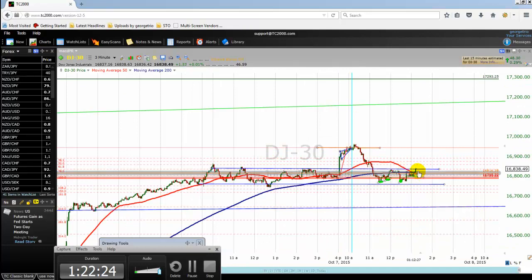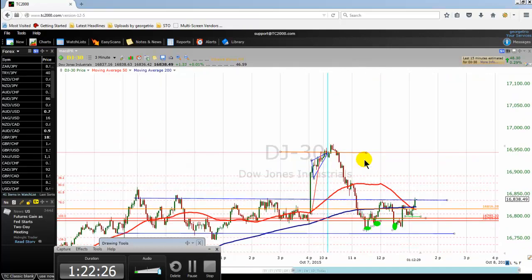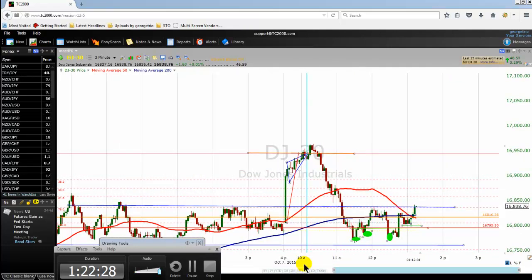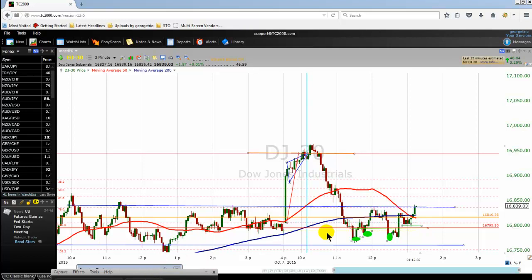So we are now back above, just on the edge of our horizontal channel that we have seen on the 5 minutes. So the market pattern, we went back inside the channel. Some trader may notice something and ask, George, why did you decide to buy inside the channel? That would be a good question.